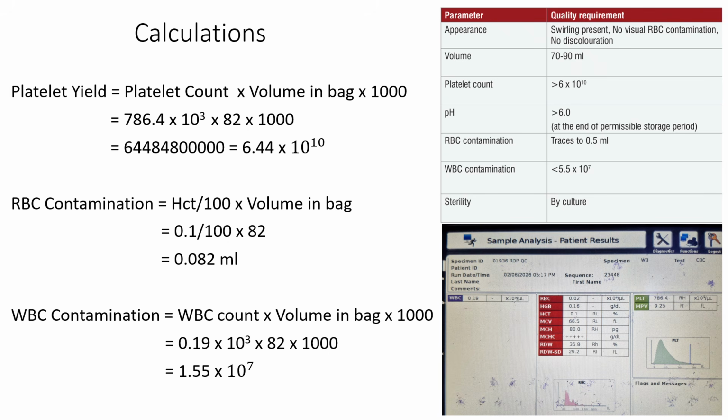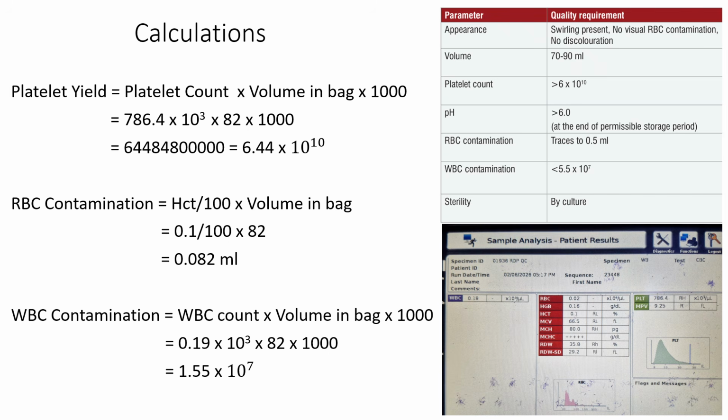The RBC contamination is calculated as hematocrit divided by 100 into volume of the bag. Here in the automated cell counter result, the hematocrit was 0.1 multiplied by the volume of the bag, which is 82 ml, which gives an RBC contamination of 0.082 ml, which is traces, and less than 0.5 ml.